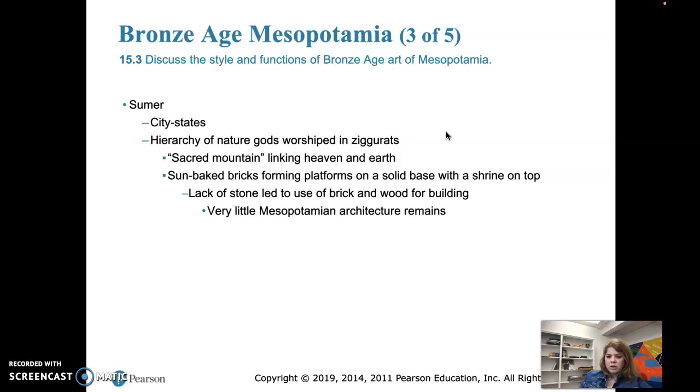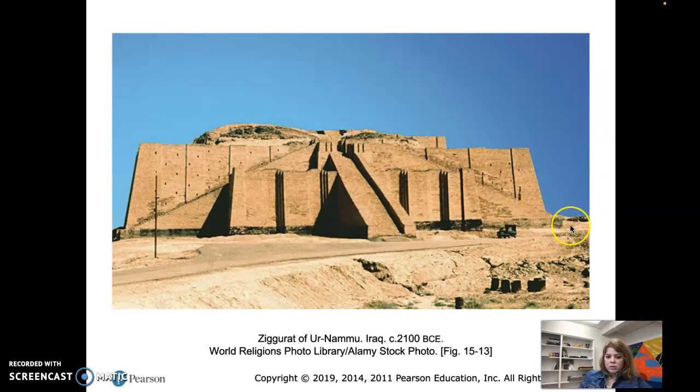We'll take a look at a ziggurat here in Iraq, one of the earlier ones. Ziggurat of Ur-Nammu, it's 2100 BCE, and it's in Iraq. And basically the ziggurat was their temple. It's a type of sacred mountain, and it reached towards the heavens. It was built on a large platform, and it's sort of a link between heaven and earth.